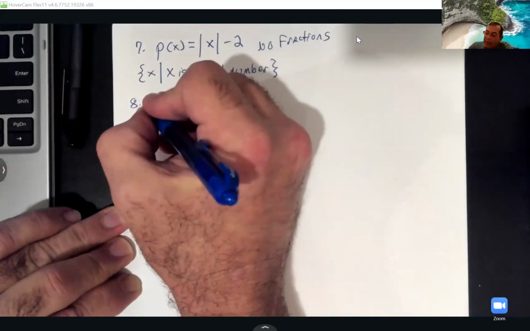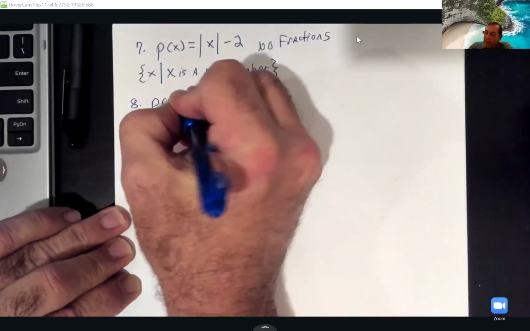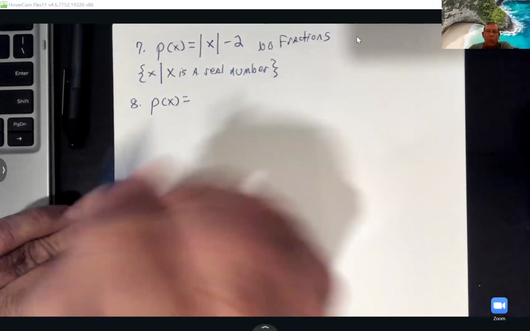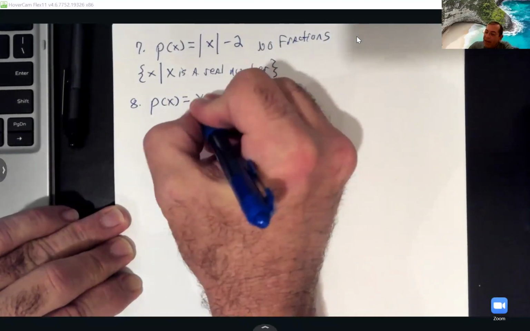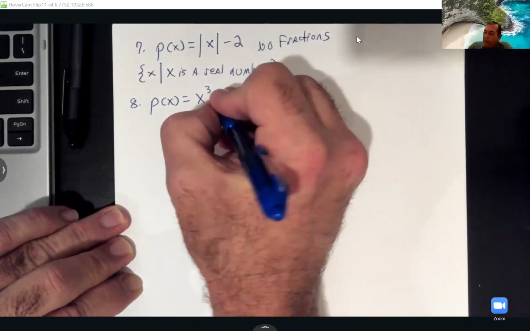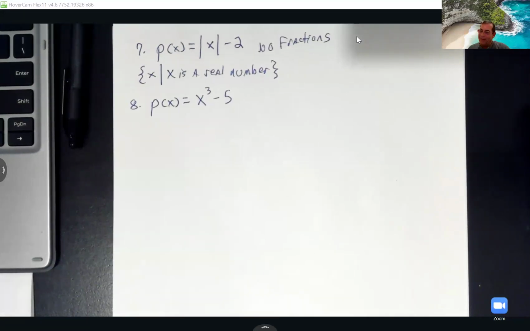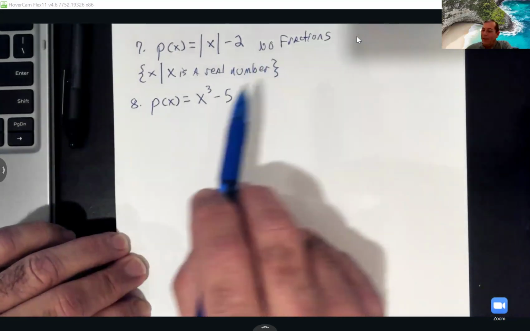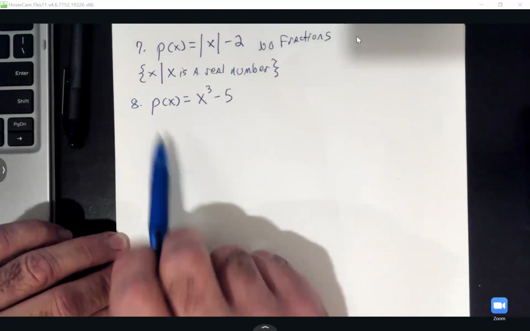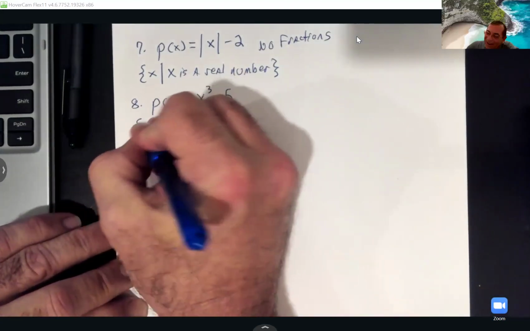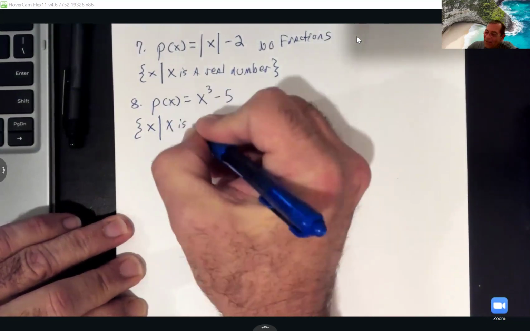All right, so that gives me 8. And this one is a p of x equals, ooh, let me turn it up on these exponents. How about x to the third minus 5. All right, y'all say it out loud. A real number? There you go. X such that x is a real number.